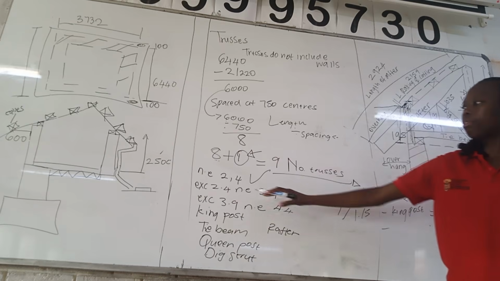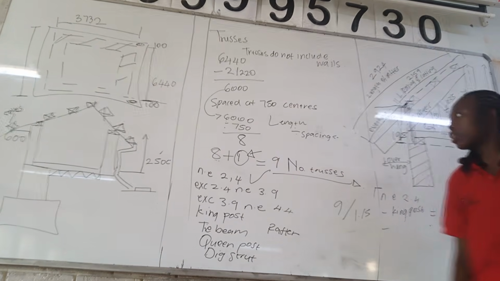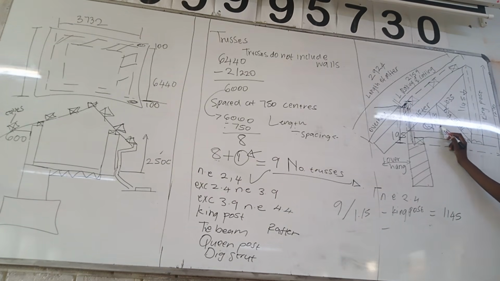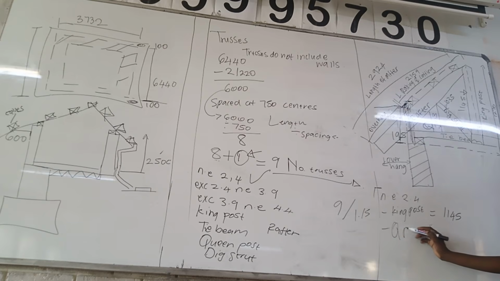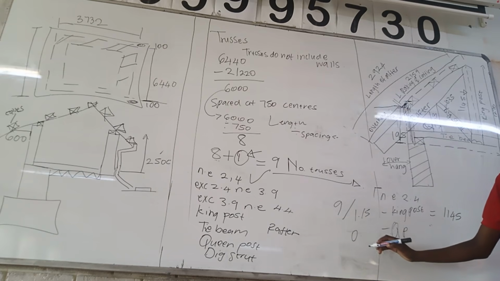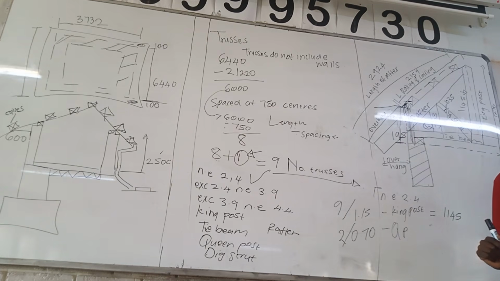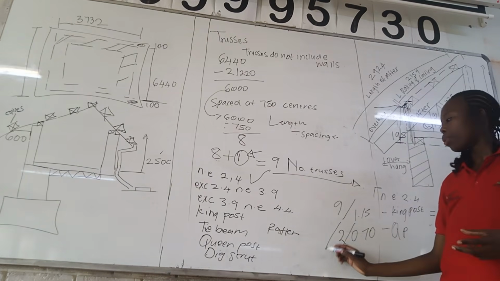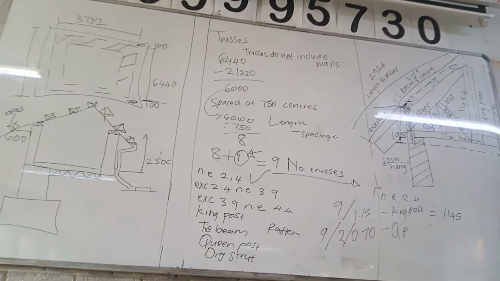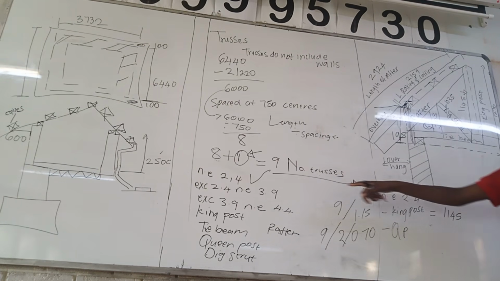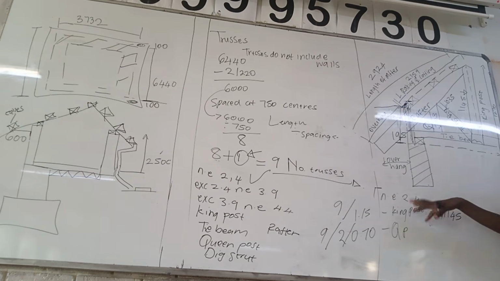What else falls under the trusses that are not exceeding 2,4? Let's check the queen post. It's 703. It is not exceeding 2,4, so we need to group. The queen post is 0,70. And then we have 2 queen posts again, so we need to multiply by 2. And then we have 9 trusses. The reason we calculated the number of trusses was for us to multiply every truss by the number of trusses. So not exceeding 2,4 we group.